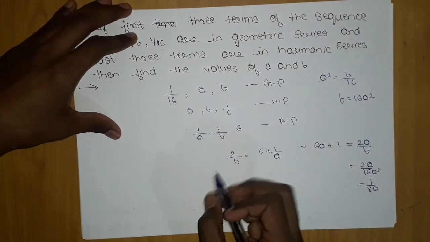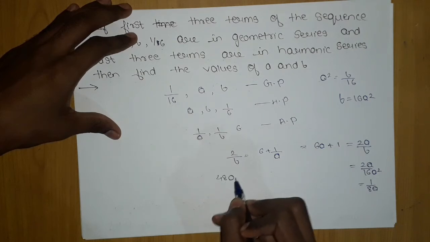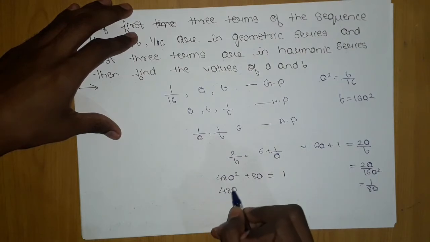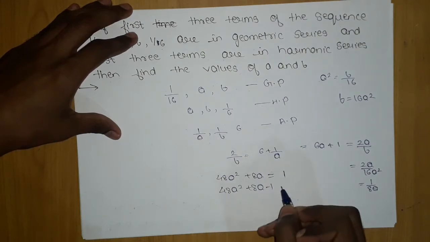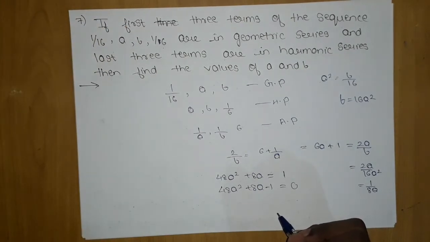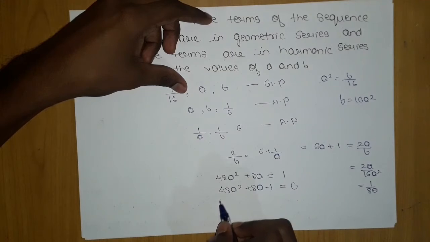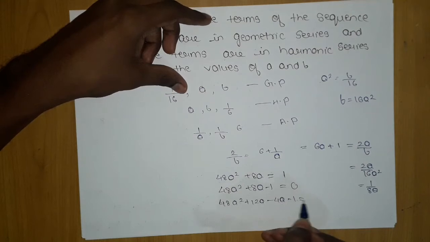So let's move on to that side. 8a, 48a square plus 8a should be equal to 1. So we have 48a square plus 8a minus 1 equal to 0, which gives us what? Multiplying we should get 48, subtracting we should get 8. In what numbers are we getting this? 12 and 4. So we get 48a square plus 12a minus 4a minus 1 equal to 0.